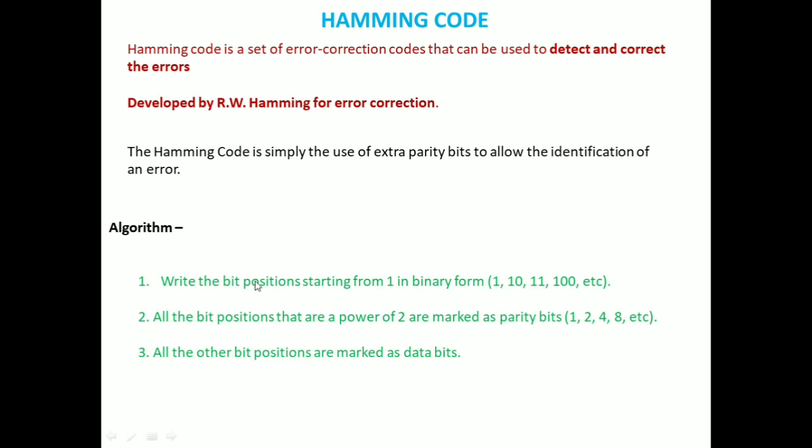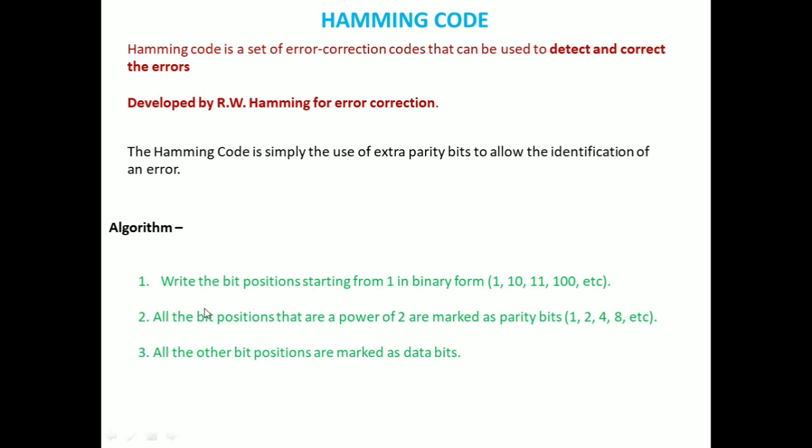So let us now see the first step. The first step is to write the bit positions starting from 1 in binary form. That is, whenever a data unit has been given, for each and every bit we are going to write the bit position. For the first position we will write 001, for the second position we will write 010, for the third bit position we will write 011, and so on.